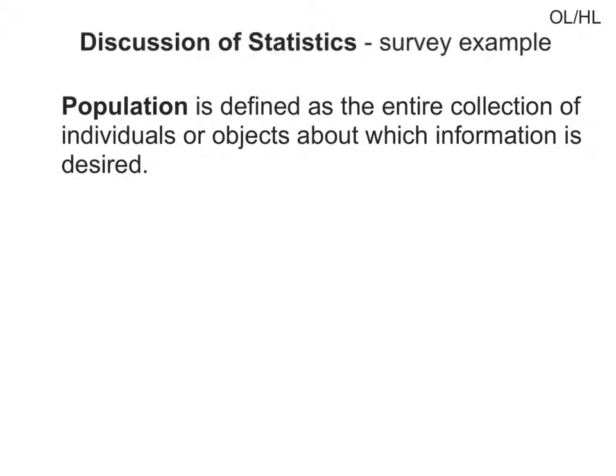Population is defined as the entire collection of individuals or objects about which information is desired. Let's take an example of a shampoo advertisement on TV where it states 86% of women surveyed prefer a generic shampoo. For this survey, the population or objects of interest is women. We are investigating what women believe is the best shampoo.